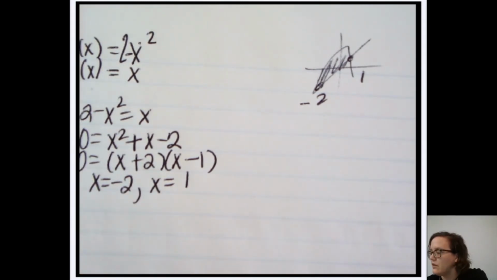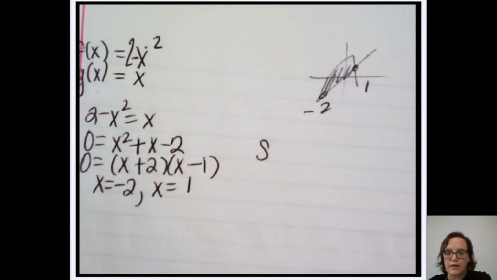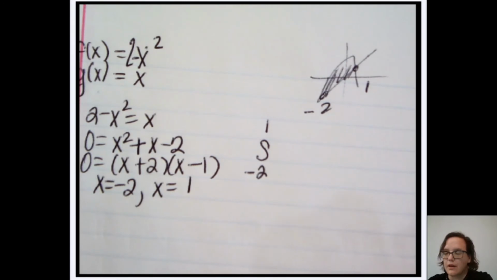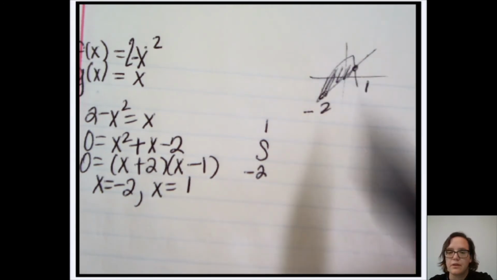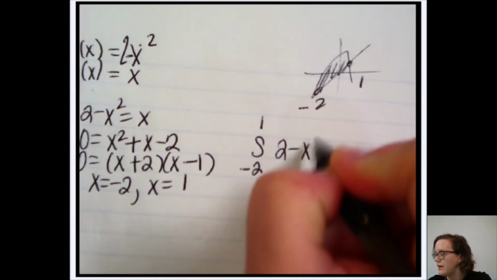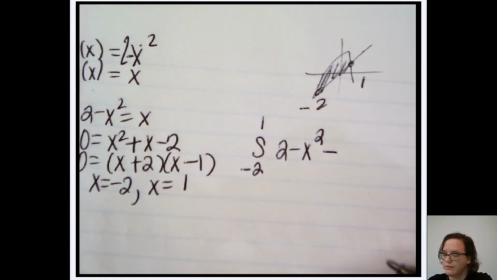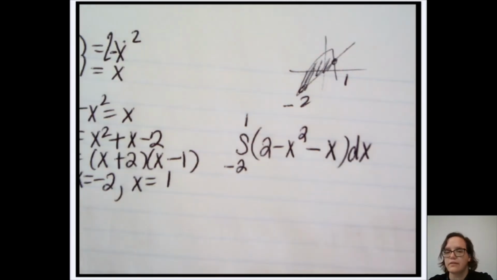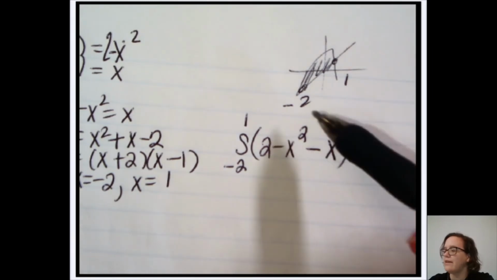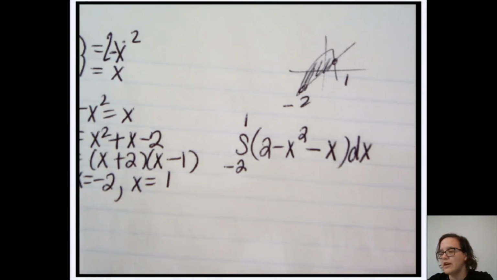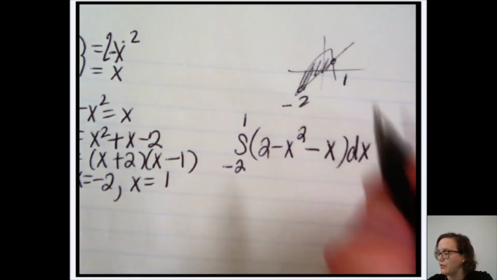Okay, so now we're ready to put this into an integral. So we're going from -2 to 1, and we want our top function to be first. So we have 2 minus x squared minus, right? And then that second one is x, of dx. You do at least have graphical knowledge, right? Which one is on top. So it's not a bad thing to graph in your calculator or on Desmos by any means.